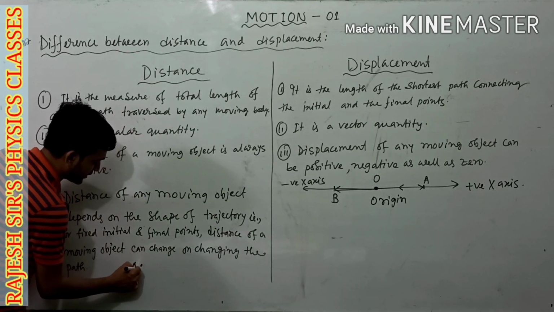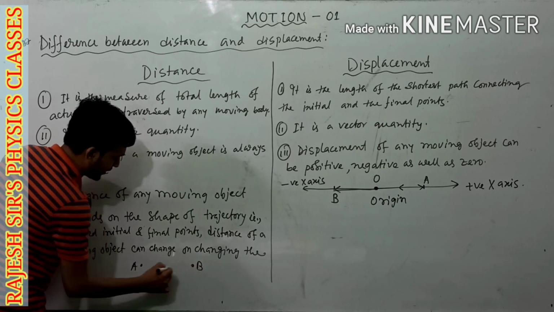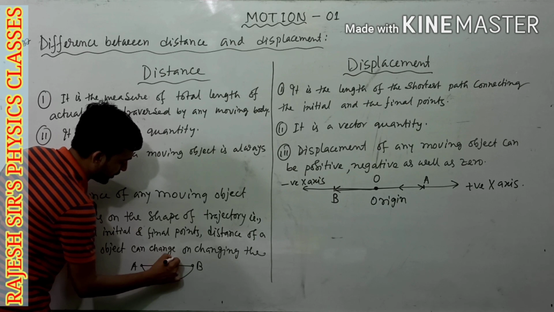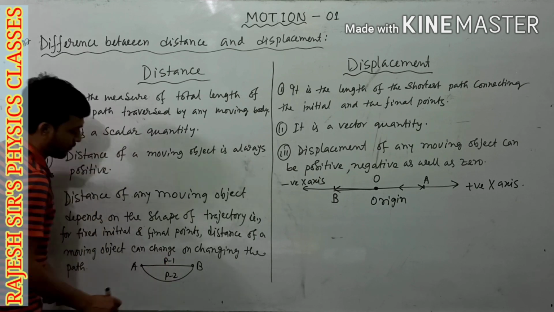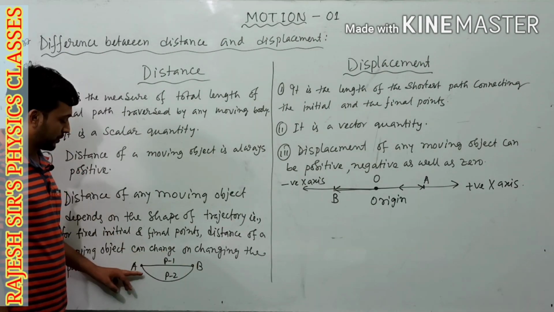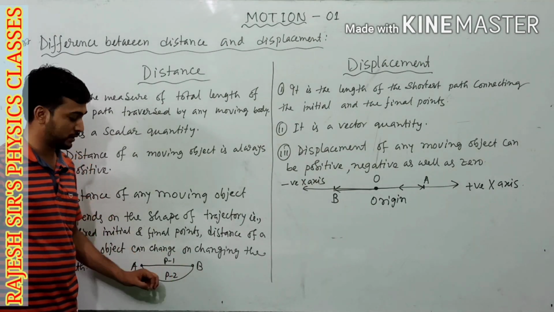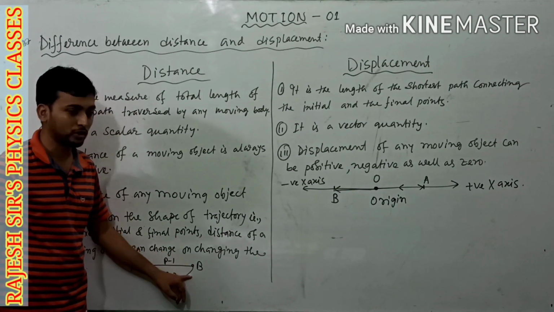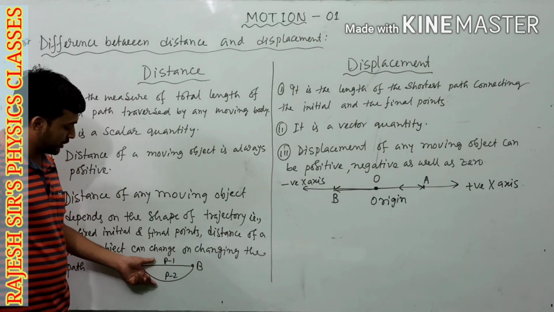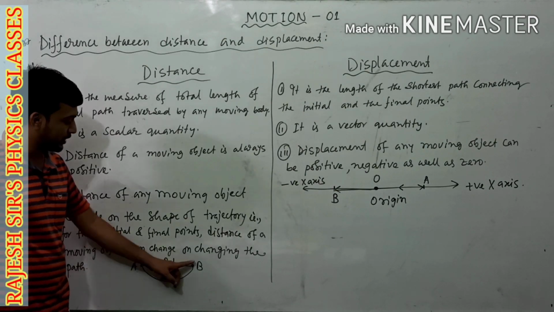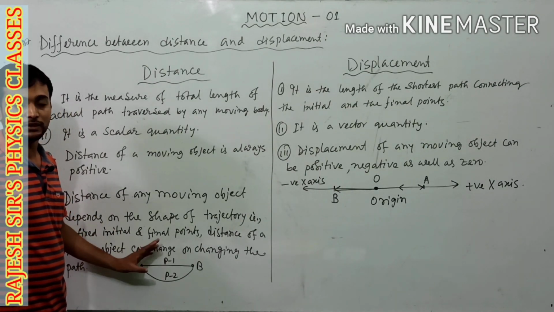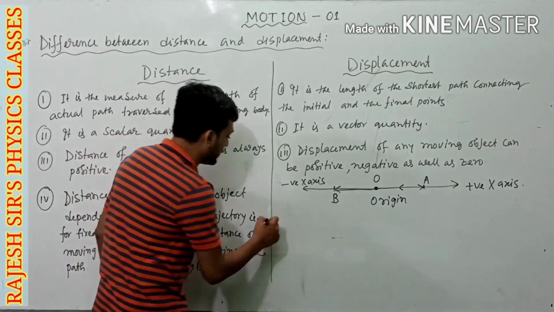Suppose A is the initial point and B is the final point, and there are two possible paths. One is path 1, another is path 2. For path 1 distance will be less, and for path 2 distance will be more, because this path is showing bending, so length of this path will be more as compared to path 1. So in this way we can explain that for two initial and final positions, distance of a moving object are different.